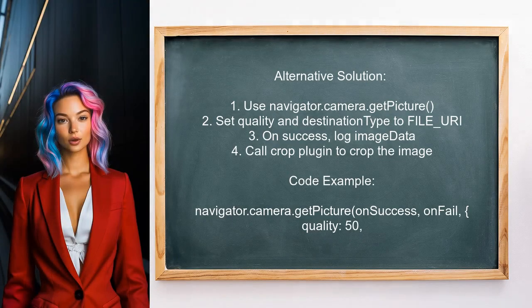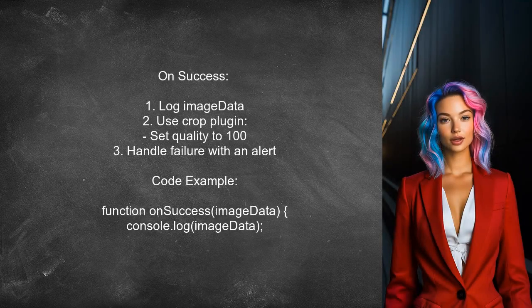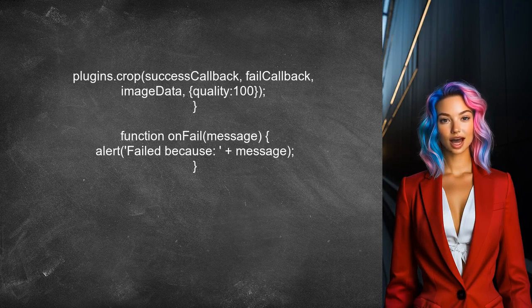An alternative solution provided by another user involves using the navigator.camera.getPicture method to select an image. They suggest setting the quality and destination type to file URI. Upon success, the image data is logged, and the crop plugin is called to crop the image. In the onSuccess function, the user logs the image data and uses the crop plugin to crop the image, setting the quality to 100. If the operation fails, an alert is shown with the error message.